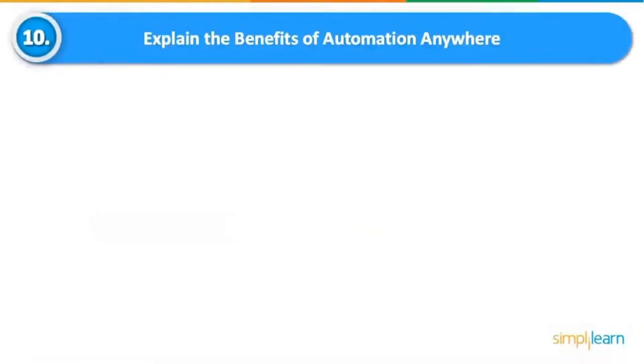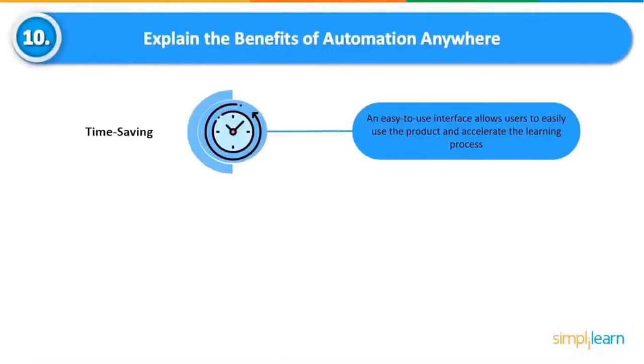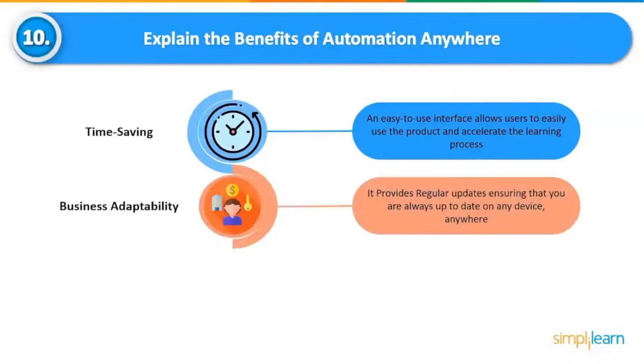Explain the benefits of Automation Anywhere. Time saving: an easy to use interface that allows users of varying skill levels to easily use the product and accelerate the learning process. With instant web-based deployment, you can get started with writing bots right away. Business adaptability: Automation Anywhere provides regular updates ensuring that you are always up to date on any device anywhere. It provides continuity of operations with high availability and disaster recovery.